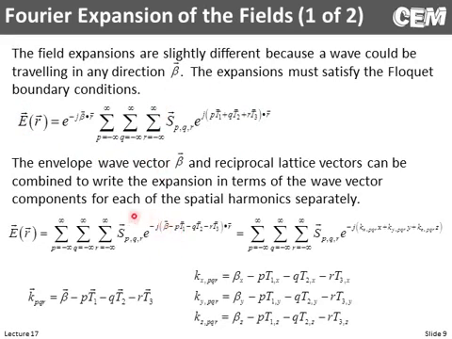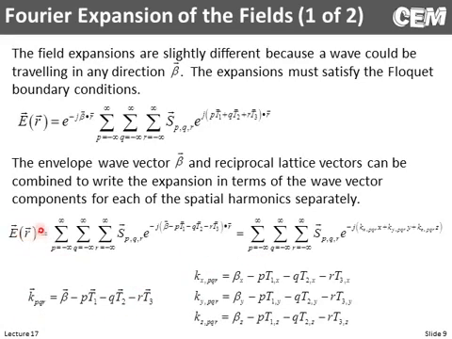Now, we can take this expression, this general 3-dimensional complex Fourier series, and we can write it in this form in terms of 3 wave vectors. And these 3 wave vectors are related to the original beta and reciprocal lattice vectors through these equations. Or we could just write it as one vector equation.